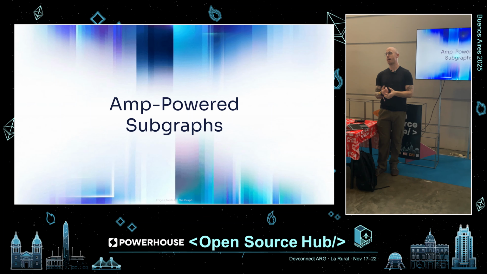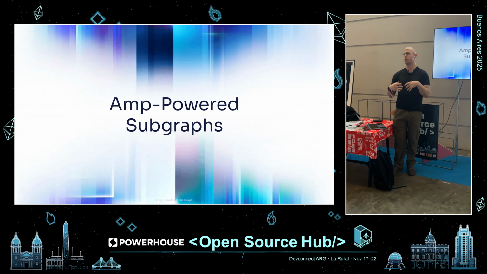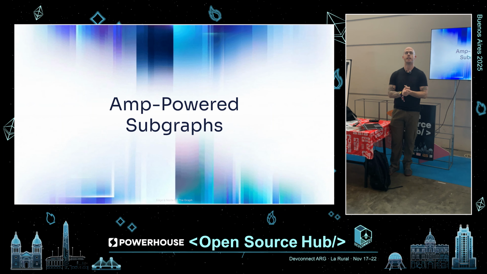Also, if anyone has built with subgraphs before, subgraphs are on The Graph network. So that is the path for AMP to go decentralized. If you want to take AMP data and plug it into a subgraph, you can do that and then put it onto The Graph network and decentralize your databases.